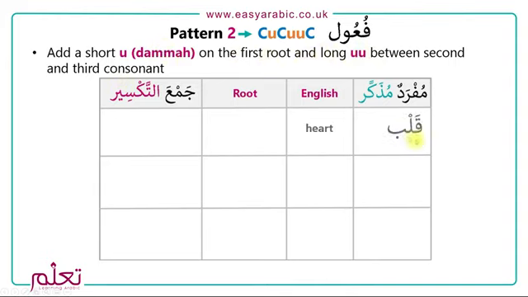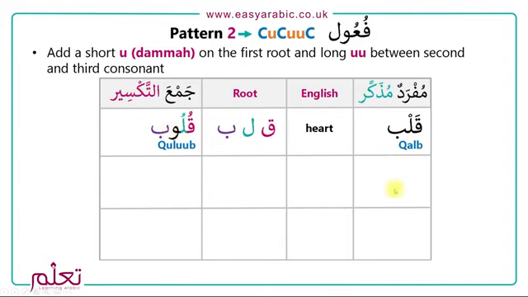So here, the first example is qalb, which is heart, and the root letters are qaf, lam, and ba. When we add this, we're going to have a qaf with a damma, then the lam with the damma, and then a waw, and then a ba. So here we go, qulub, which is hearts.